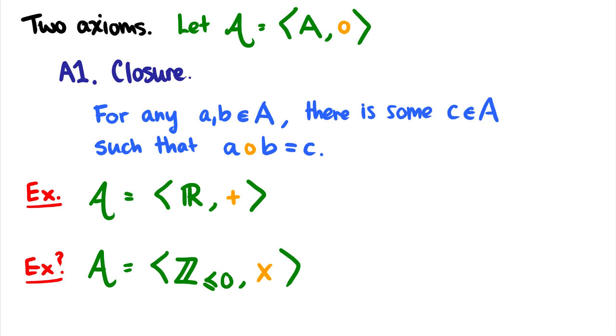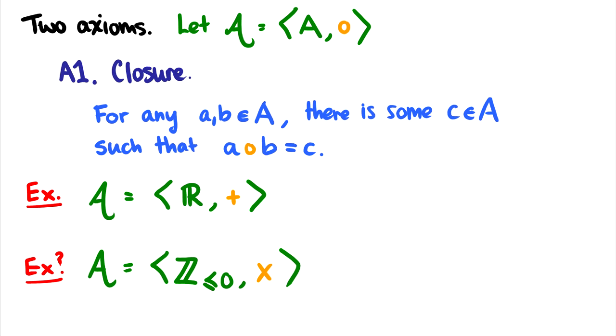And the first axiom is closure. And this says, for any two elements in A, there is some C that when you take two elements and use the operation on it, you get C, and all those elements are in the set. So essentially, if I take two things in A, I use an operation on them, I better get something else that is also in A.